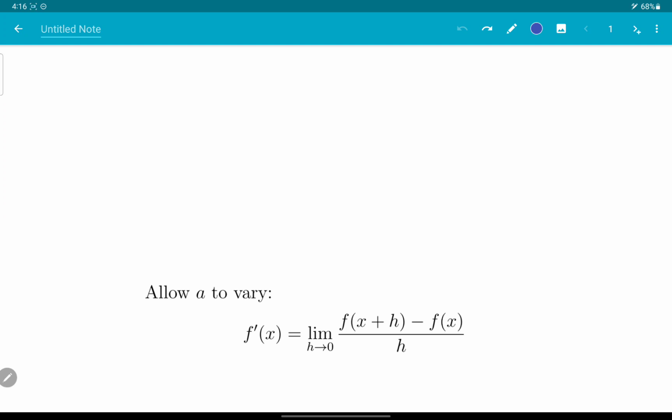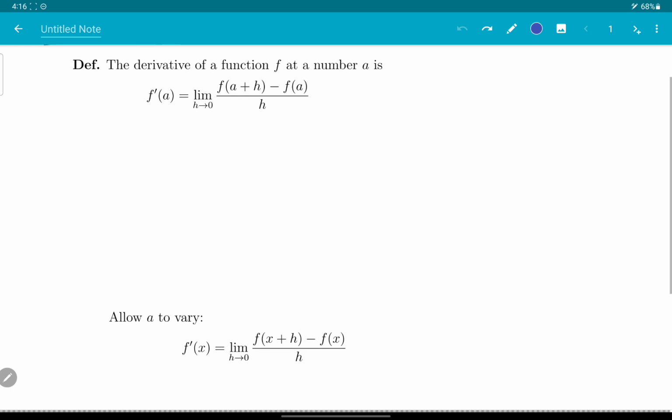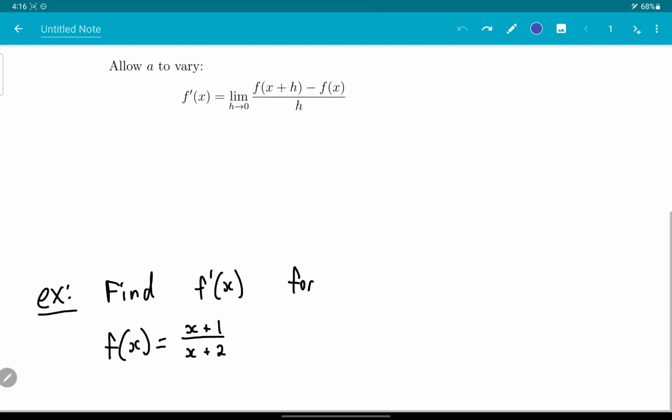So, as you can see, the a has been replaced with an x, and just as f of x is a function, f prime of x will also be a function. Now let's investigate this function with an example. So we will find f prime of x for this function given here. So let's give it a try.